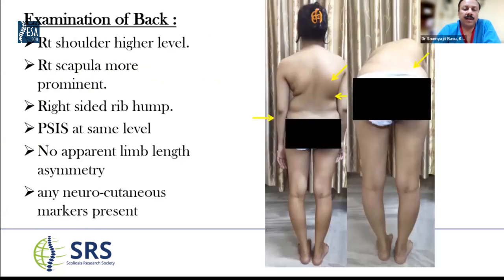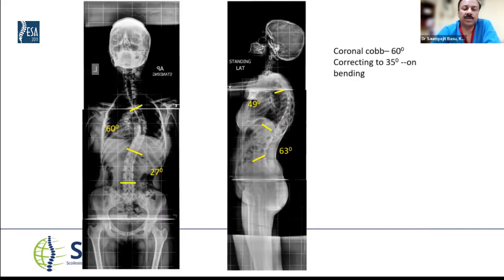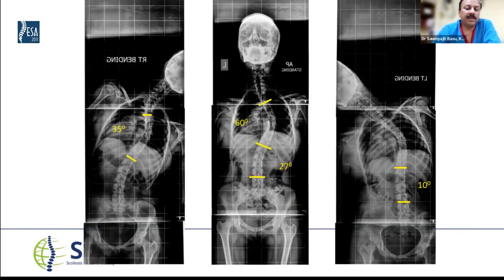And this is a 60-degree thoracic curve with a 27-degree lumbar, and she's Lenke thoracic plus because she is 49 degrees from T5 to T12. And on bending, she comes down to 35 from 60 degrees, and the 27 lumbar goes down to 10. And this is the patient. And so what are the UIV and LIV?